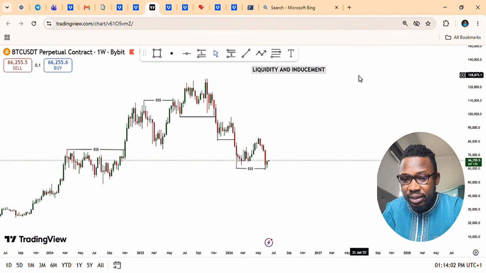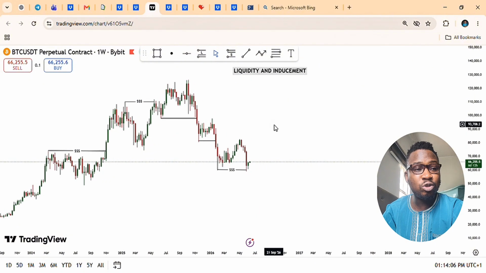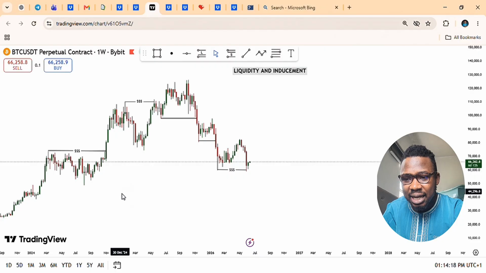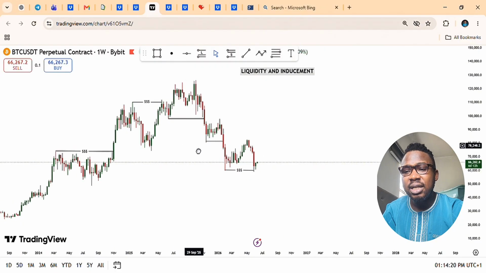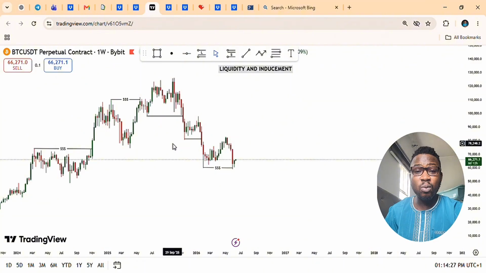I want to tell you about inducement. I just told you that liquidity simply means what? Money. And where can we spot money in the market? Around the old highs and old lows. That is where money is stuck, and that money simply means people's stop losses. Now let me show you an example of inducement. Inducement and liquidity work together, because inducement comes from the word induce, to trap traders.